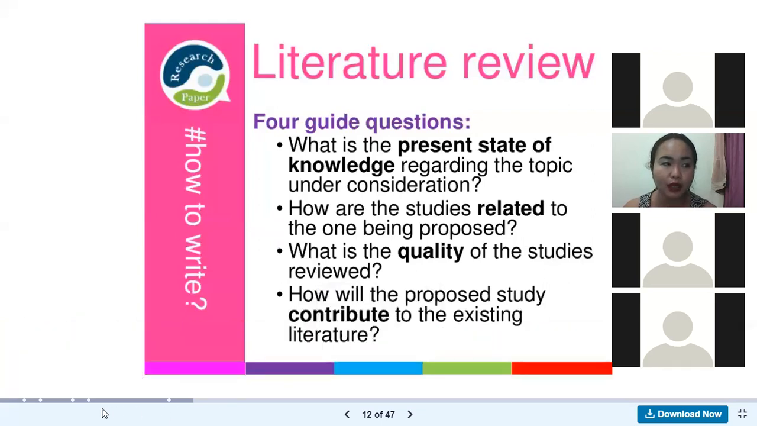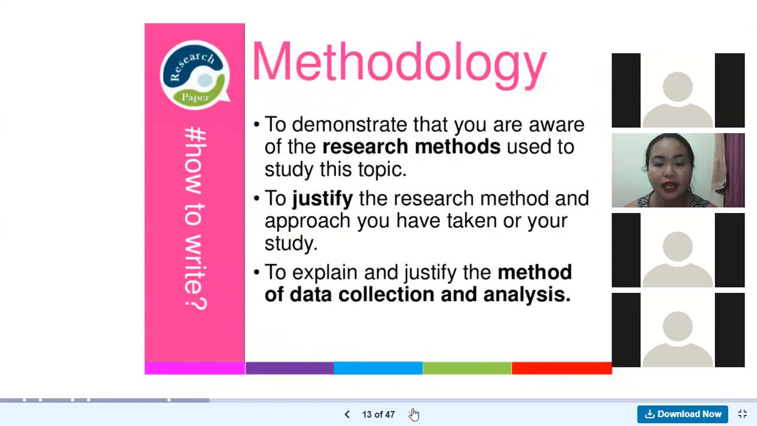Like for example, let's say land use. Let's say the statistics of crop production and animal production. Hindi pwedeng outdated or 5 years ago yan. Dapat yearly ina-update yan. No? That is also another source of research. And your methodology to demonstrate that you are aware of the research methods used to study this topic. So alam mo kung paano mag-research, and justify the research method and approach you have taken for your study.